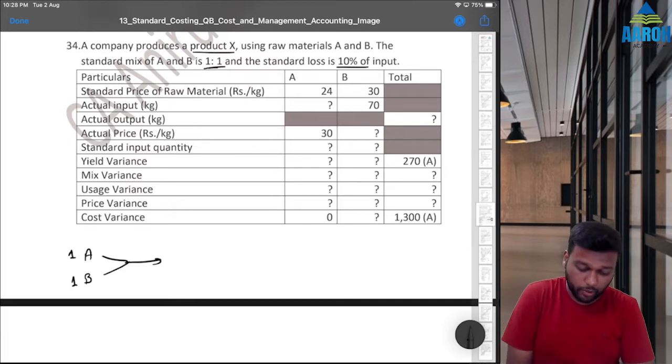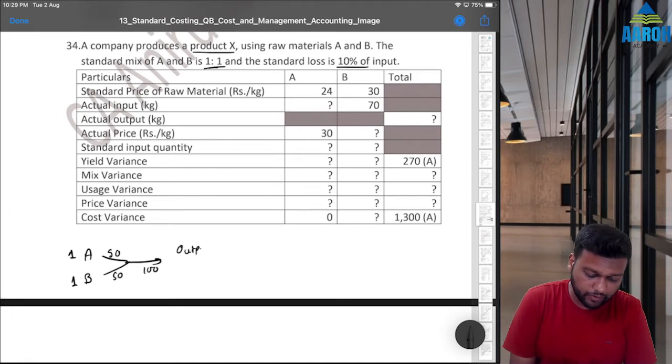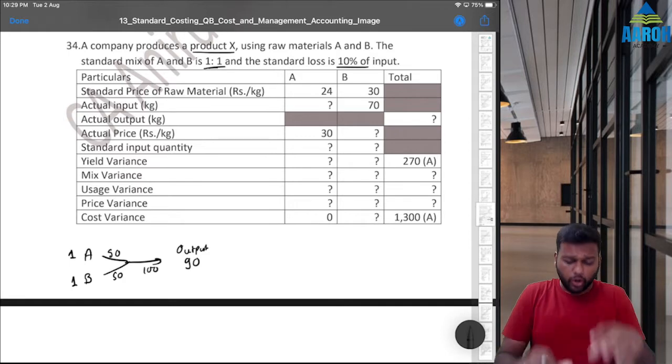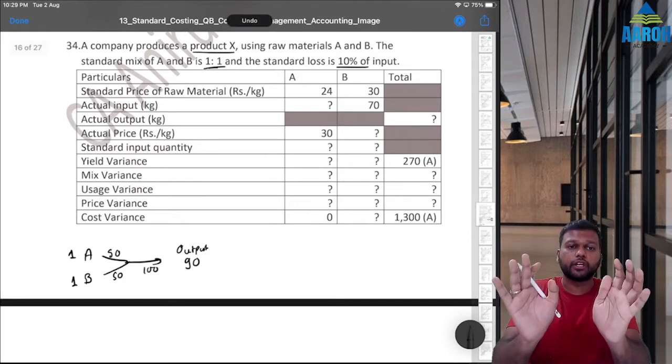That means suppose we input 50-50, that is 100 in total. 10% of input is standard loss. That means output is only how much? 100 minus 10%, which is 90. You should always have this map in your mind when you start the question, that this is the structure. Okay, now we are going to proceed.